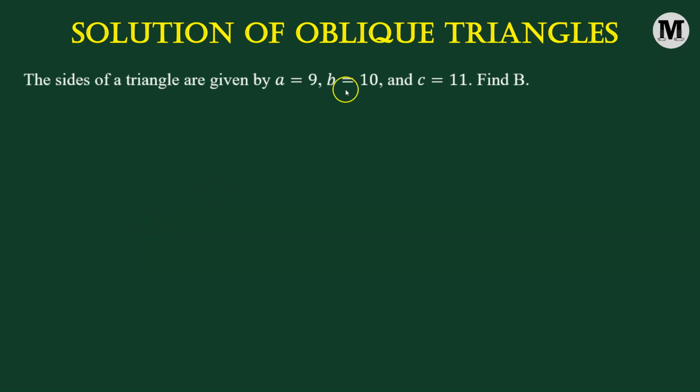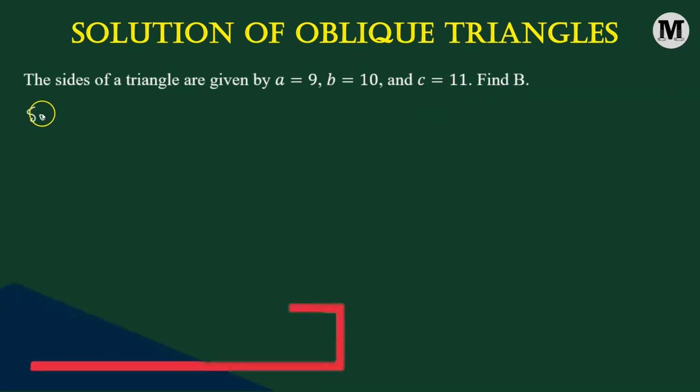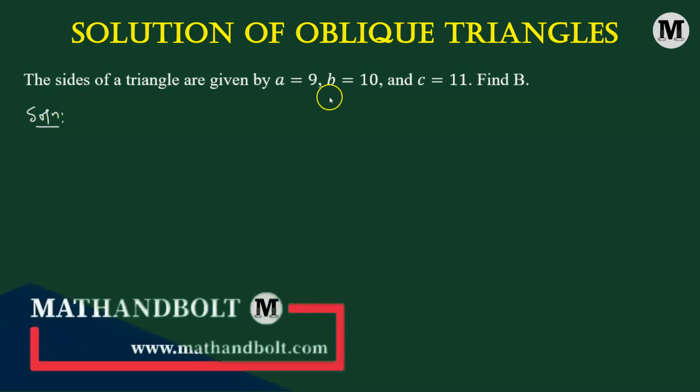The sides of a triangle are given by A equals 9, B equals 10, and C equals 11. Find the angle B. Okay, let us begin. Now clearly this is an oblique triangle because these sides are not equal to each other. So we're going to consider a triangle with three different sides.